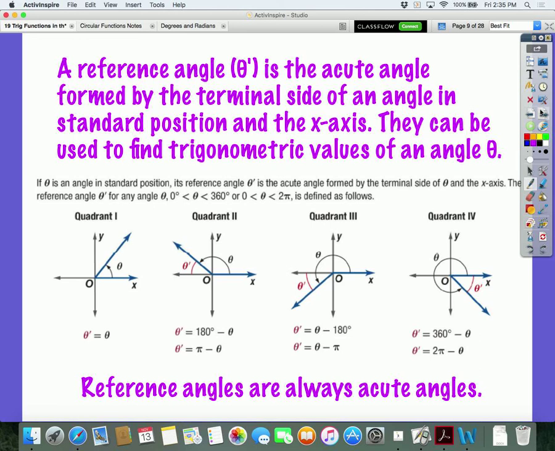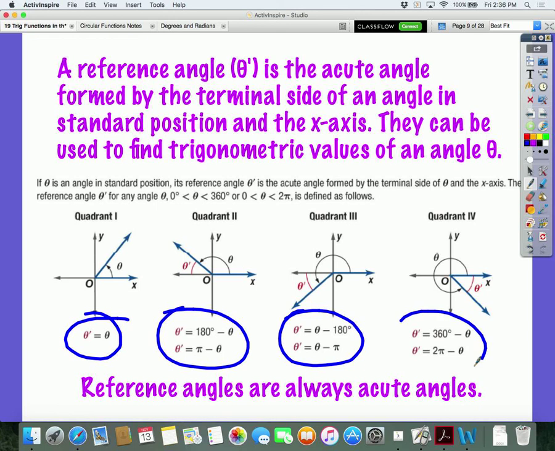So if theta is an angle in standard position, its reference angle theta prime is the acute angle formed by the terminal side of theta and the x-axis. Those pictures down there give you examples of where each of your reference angles are located based off of your angle in standard position, and how you would find them. Again, these down here will tell you how to figure out your reference angle based off of the angle that's given to you in standard position.